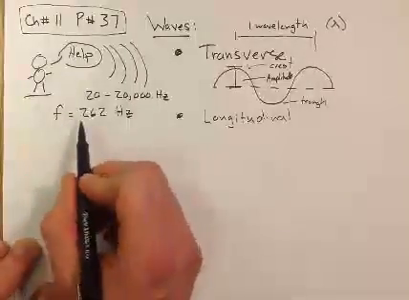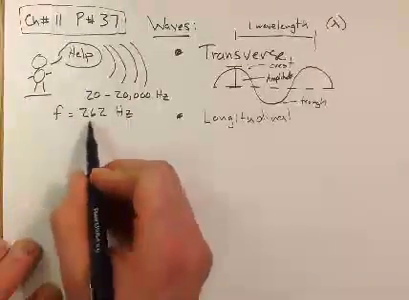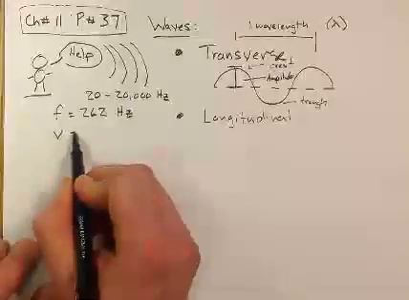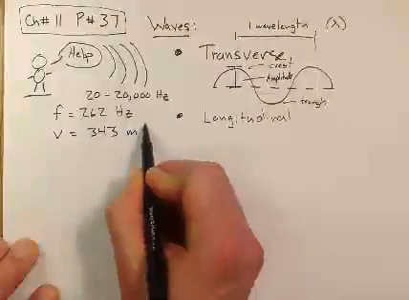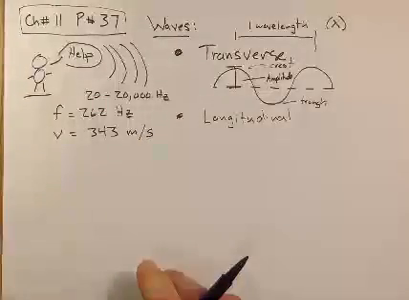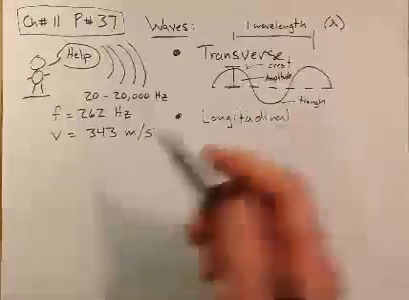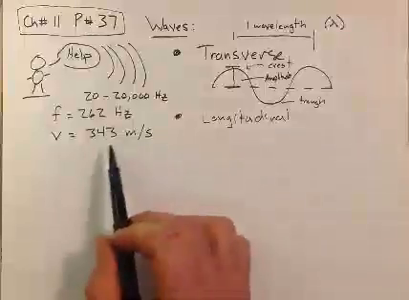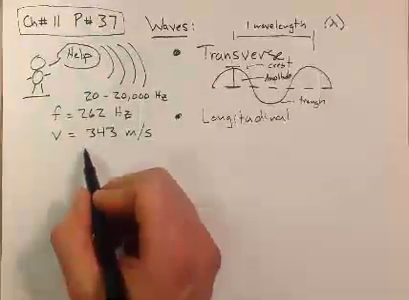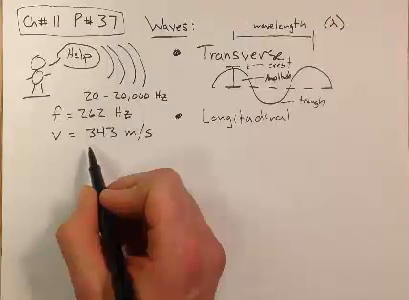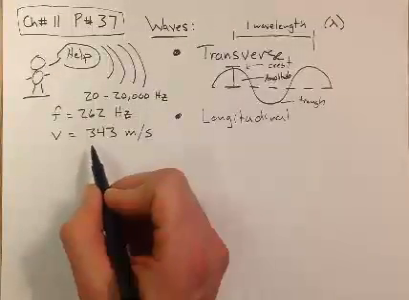So this sound wave has a frequency of 262 hertz. The speed of sound in this air is 343 meters per second. That's about 760 miles an hour, otherwise known as Mach 1. Anyway, the question says, how far apart are the waves' crests or compressions?